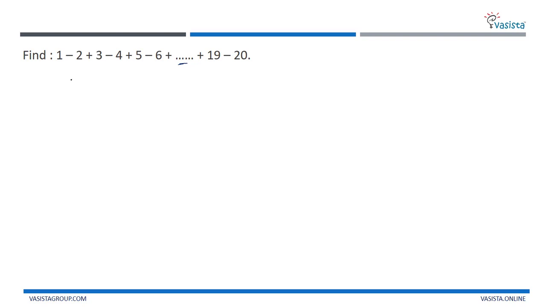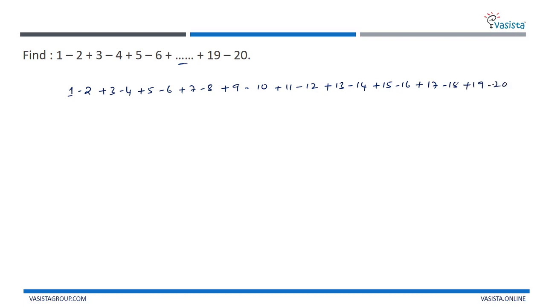What you can do is write it down and work it out, or otherwise work directly. Let us check this. 1 minus 2 plus 3 minus 4 plus 5 minus 6 plus 7 minus 8 plus 9 minus 10 plus 11 minus 12 plus 13 minus 14 plus 15 minus 16 plus 17 minus 18 plus 19 minus 20.